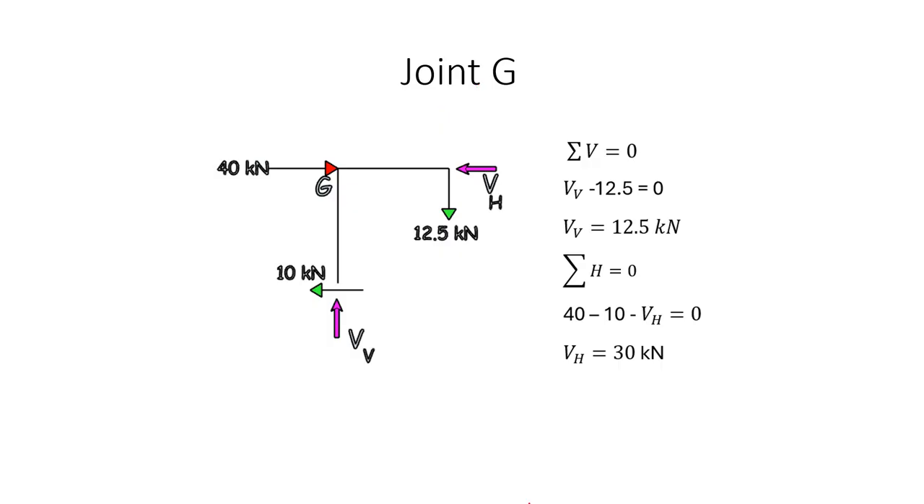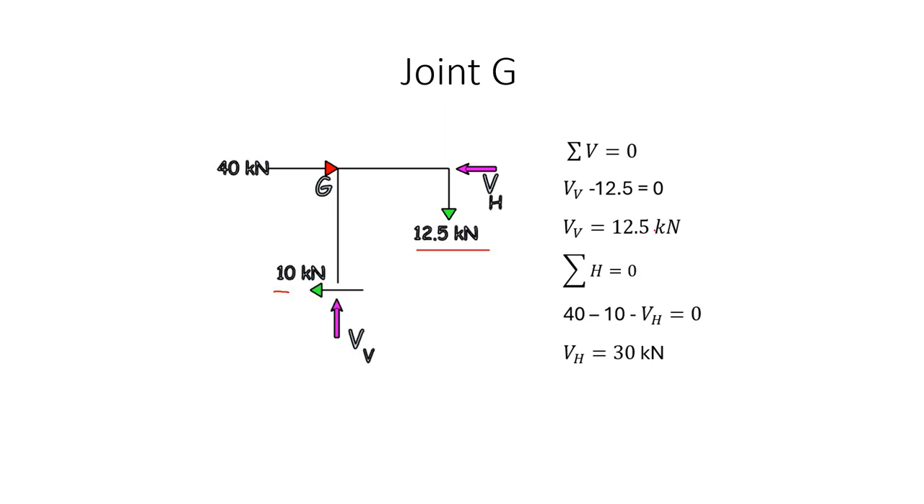So in this joint G, you can see that this axial force is not known to us for the beam, and this axial force VV is not known to us for the column. We know only the beam shear, the column shear, and the load acting at the joint G. So we have taken the joint G and the forces acting.